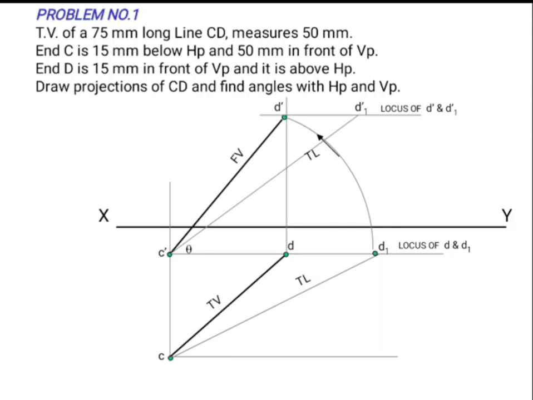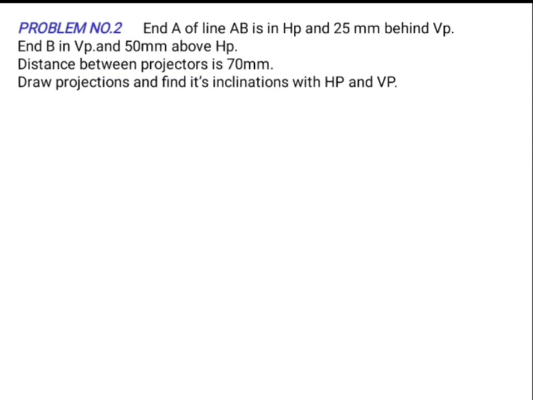The inclination of the line with respect to the horizontal plane is theta, which is the inclination of line C dash D1 dash. Similarly, the inclination of the line with respect to the vertical plane is the inclination of line CD1, which is phi. Now the solution is over.